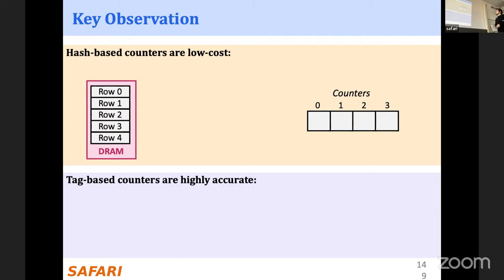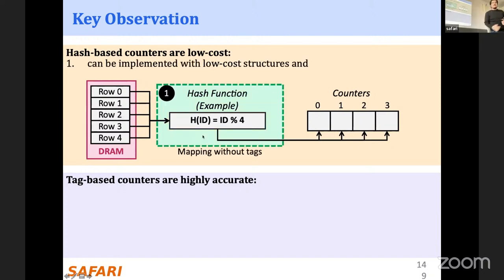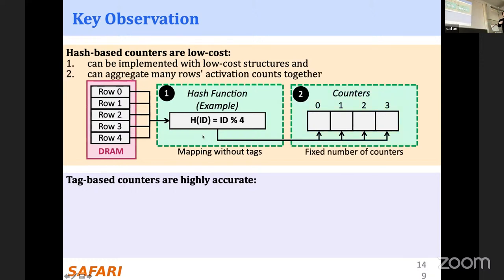What's a hash-based counter? That's basically taking your row address through a hash function. In this example, you divide the row ID by 4 and then get the remainder to address your counters based on a row address. And they can be implemented with low cost structures. That means it doesn't require content addressable memory. And they can aggregate many rows' activation counts together.